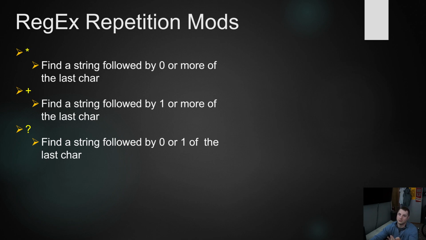So make sure you have a good reference around that you understand, so when you do need regular expressions or regex, you have something close by. Okay, so regex repetition modifiers. We have star, 0 or more of the last character, and we'll get into a few examples of that. Plus is 1 or more of the last character, and question mark is 1 or 0 of the last character.